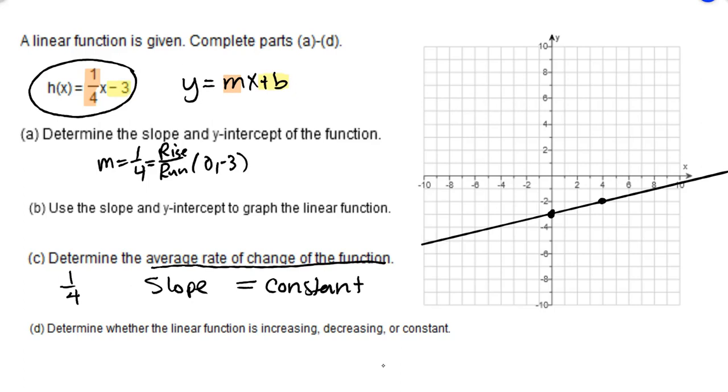Now, using that average rate of change, or the slope, we can determine whether the linear function is increasing, decreasing, or constant. For any linear function, increasing will have a positive slope, decreasing will have a negative slope, and constant will have a slope of 0. So this function has a slope that is positive, and so the function is increasing.